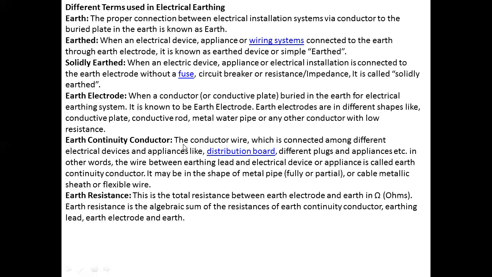Earth continuity conductor means the wire which is connected among the different electrical devices and appliances like distribution boards and different plugs. So from the earthing, there should be continuity of the earth wire throughout the electrical circuit. So that earth continuity conductor is also very important. And earth resistance means the total resistance between the earth electrode and earth. Normally it is measured in ohms.